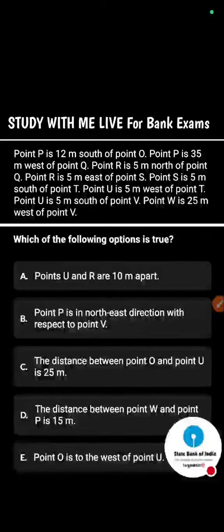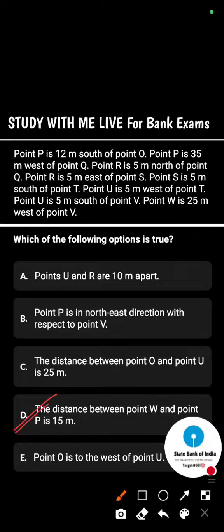Pragadeep got option A. Lalita says option D. 15 is right. The distance between W and P is 15. Yes, option D is right. So the answer for this one is D.